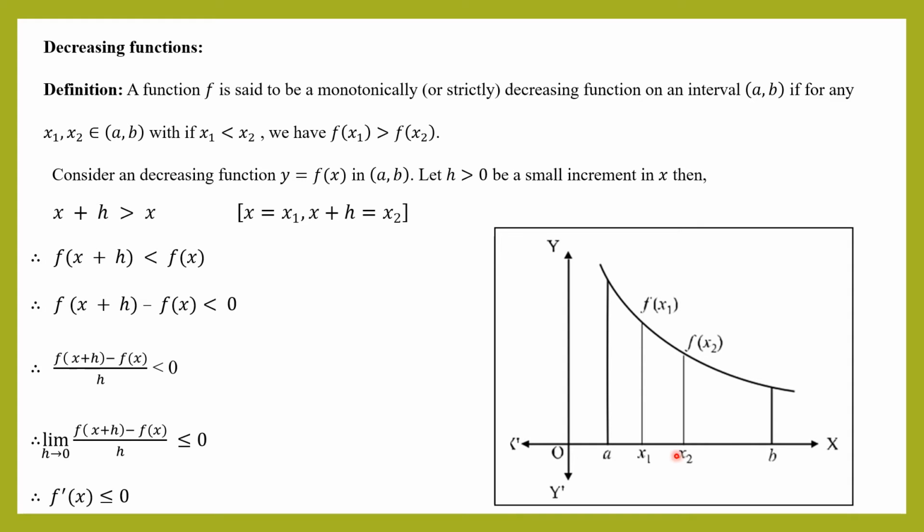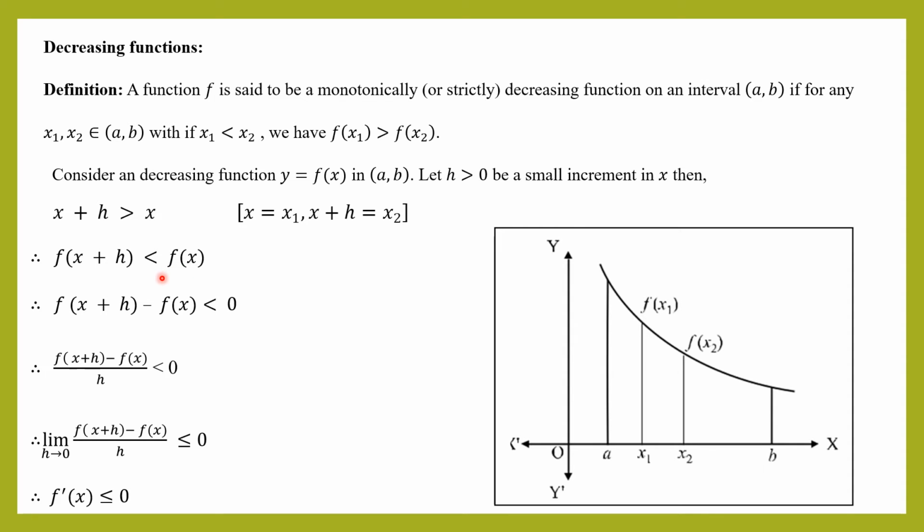x1 increases to x2. But here the function, at the point x1, has the value f of x1. Here the curve is decreasing. The value of f of x2 is less. Here the variable x increases and y, that is the function f of x, is decreasing. This function is called a decreasing function. The condition here is x1 is x, x plus h is x2, that is x plus h greater than x, but f of x plus h less than f of x.